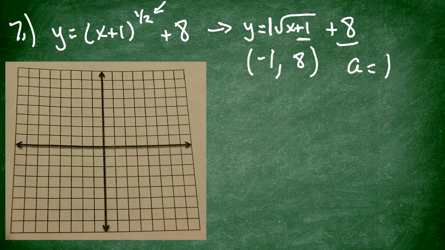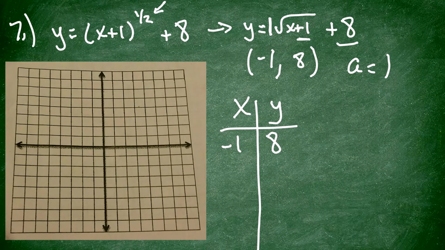It's a starting point because it's a square root. So I make an x, y chart: negative 1, positive 8. Now I do h plus 1. Negative 1 plus 1 is 0. Then I do h plus 4, so I go back to negative 1. Negative 1 plus 4 is 3. Then I do h plus 9. Negative 1 plus 9 is 8.